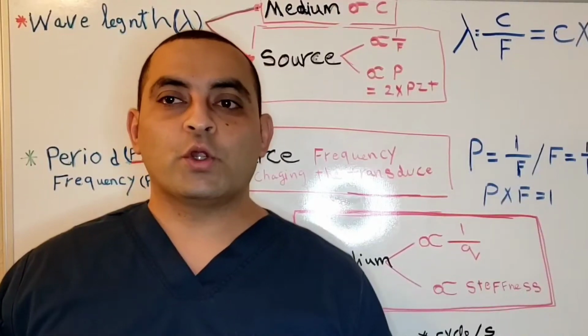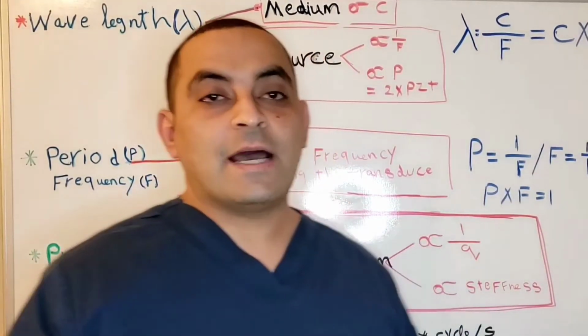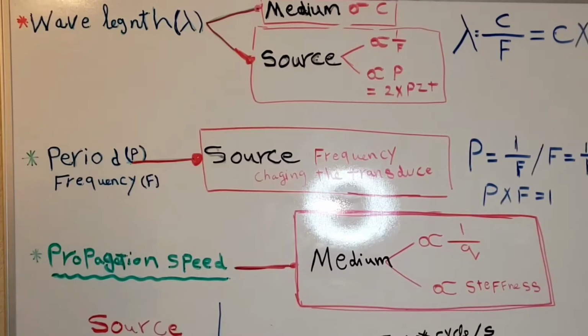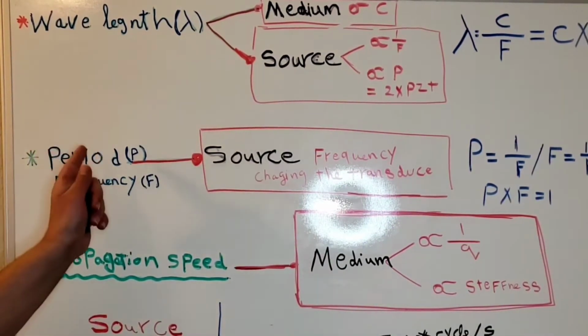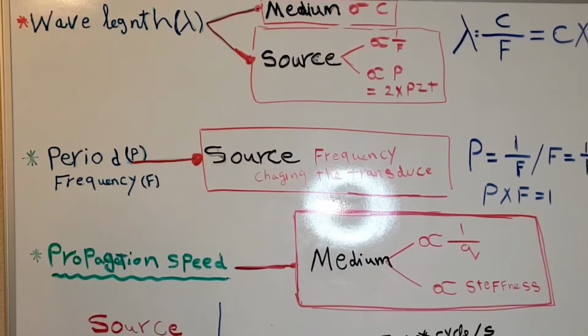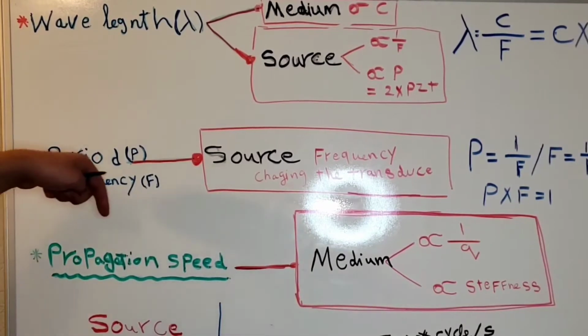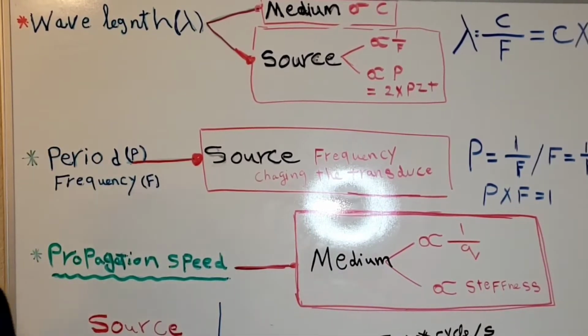In this lecture, we'll continue talking about the sound wave parameters. We'll talk about the wavelength, the period, and the frequency, and how they are related to each other and how they are related to the propagation speed.